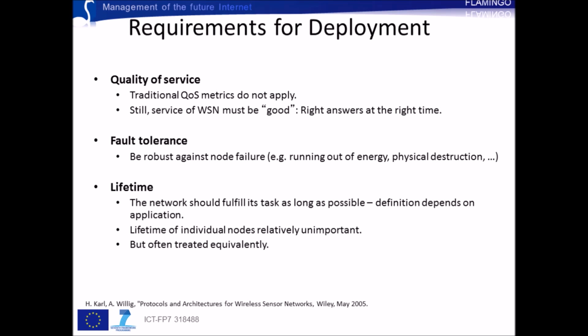That's essential. Fault tolerance is another aspect. The solution has to be robust against node failure, like running out of energy or physical destruction. Lifetime means the network should fulfill its task as long as possible. Definition depends on the application. Lifetime of individual nodes is relatively unimportant because you should support backup solutions, but it is often treated as equivalent to the requirement that the network should work as long as possible.